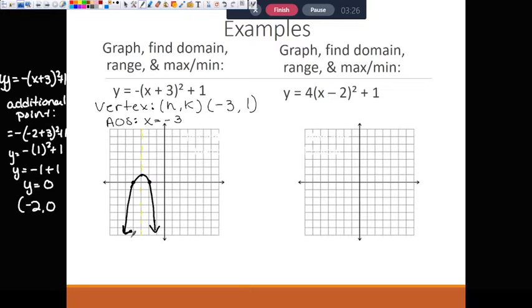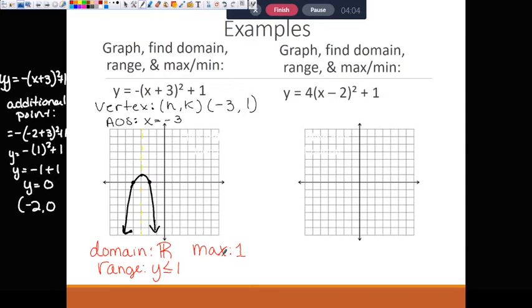Okay, let's try the other. Wait. It also is asking us for the domain and range, maximum and minimum. So my domain is all real numbers, and my range is y is less than or equal to 1. And then this has a maximum value at 1. Okay, let's try the next one.